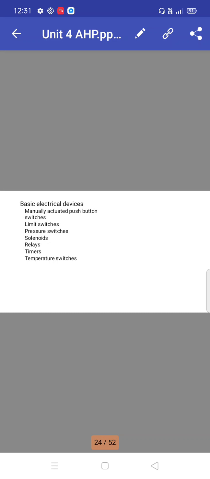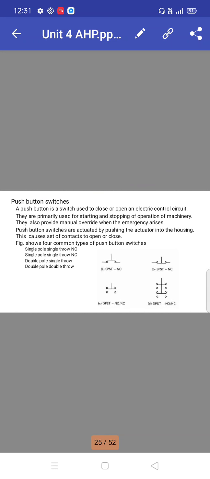Basic electrical devices: manually actuated push button switches, limit switches, pressure switches, solenoid valves or simply solenoids, relays, timers, temperature switches. So, push buttons. A push button is a switch used to close or open an electric control circuit. They are primarily used for starting and stopping the operation of machinery. They also provide manual override when an emergency arises.